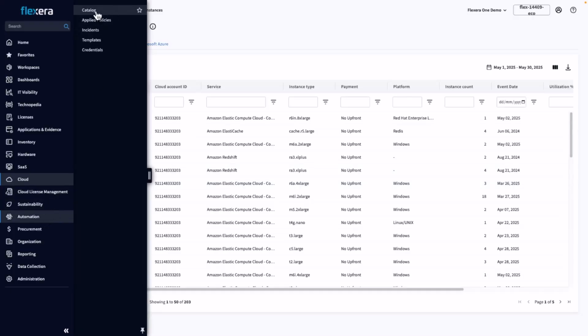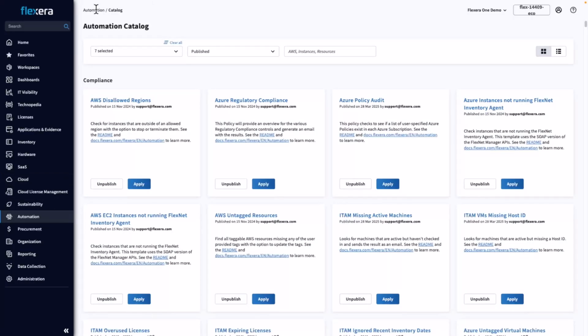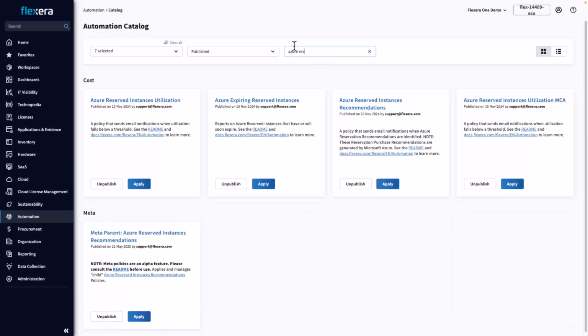Using our automation capability, of course, I can be informed here about various conditions related to my reservations. So if I go and have a look here, I can be notified when things are underutilized. I can be notified when things expire. But importantly, of course, I want to produce new recommendations as well.